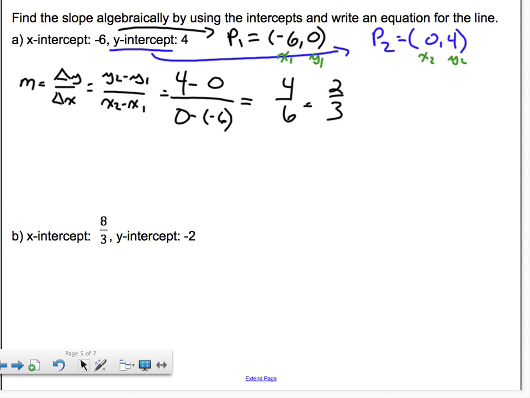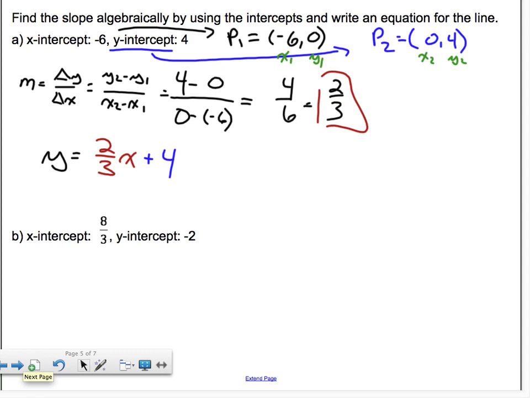So now I have the slope. How does that help me with the equation of the line? Well, I have y is equal to... So here I have 2/3 as my slope, so 2/3 x. What's my y-intercept? 4, it's given to us in this case. So it's 4. Okay, so that's how we get an equation of the line algebraically.